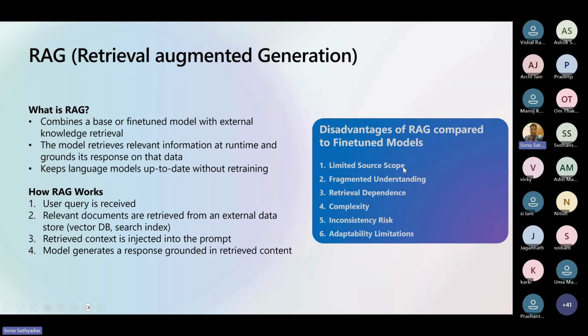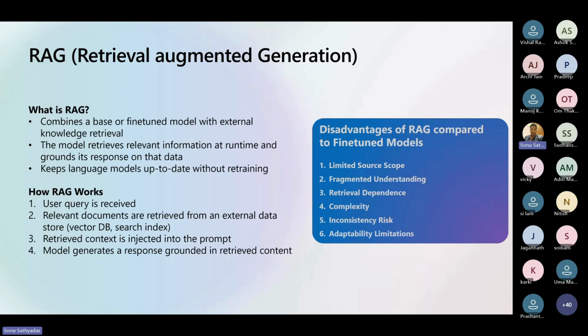Limited source scope. So we can connect, or we are connecting, only limited data sources there. So what are the files we have configured, or what are the data sources we have configured? Only that is referred to for answering the questions. Fragmented understanding. So it does not have the complete context data.